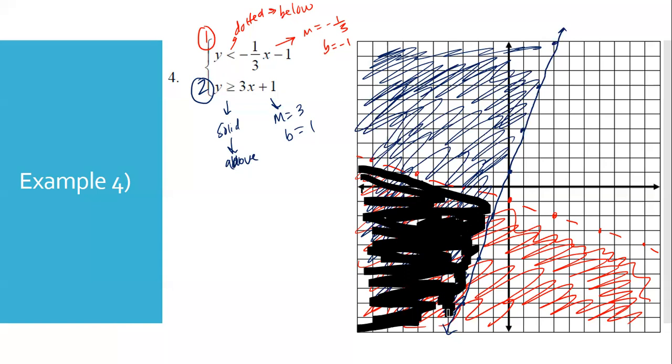So what if there's a question that says there's no solution, would it just be opposite to each other? Mm-hmm. The lines will be parallel. And one may end up being shaded above, and one may be shaded below.